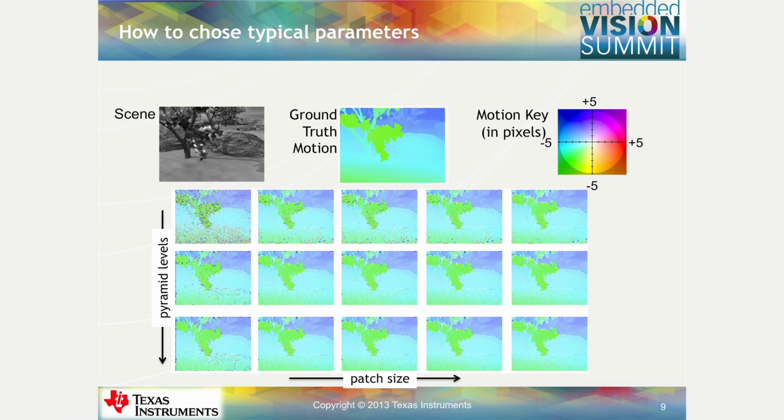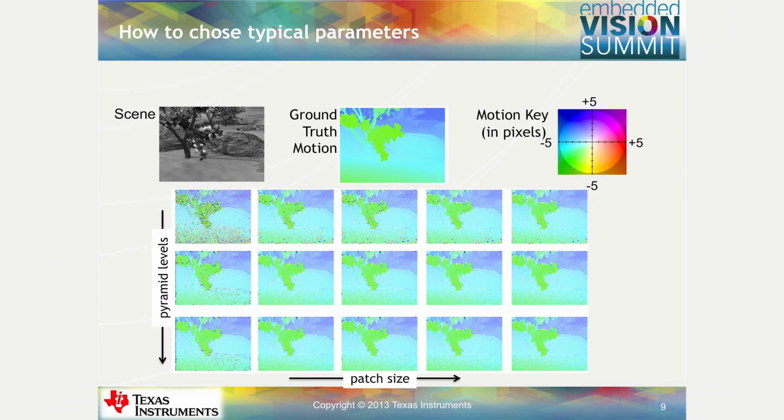Just to give you a sense of what this parameter space looks like, we have explored the different values and plotted the motion vectors here from a ground-truthed data set, the Middlebury data set. So here's the scene. This actually happens to be a synthetic scene. The ground truth motion is shown in false color at the center top, and that's the motion key. Basically, each color refers to a certain orientation and magnitude of the flow vector.